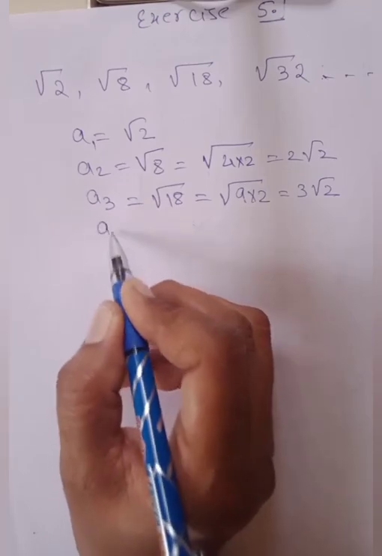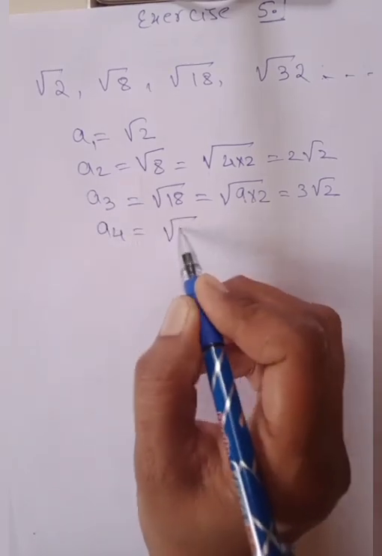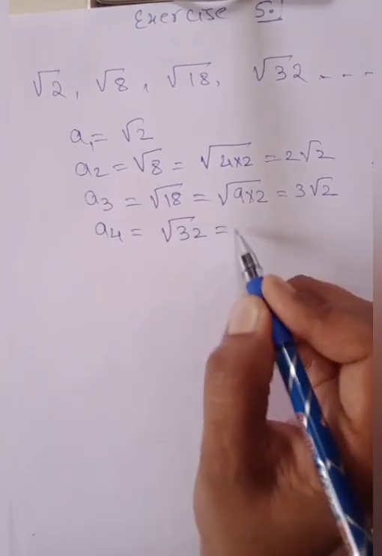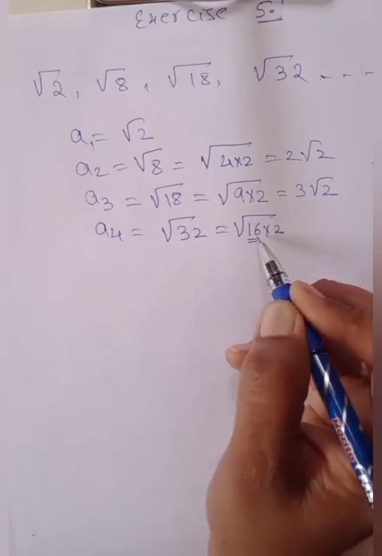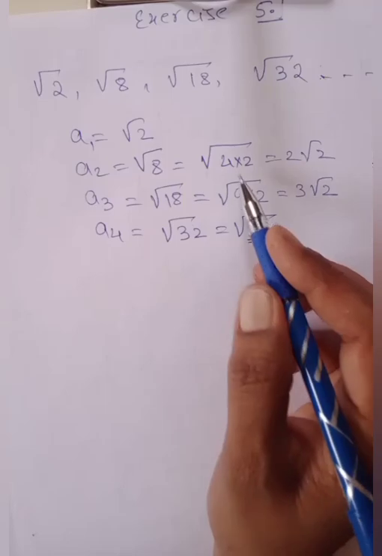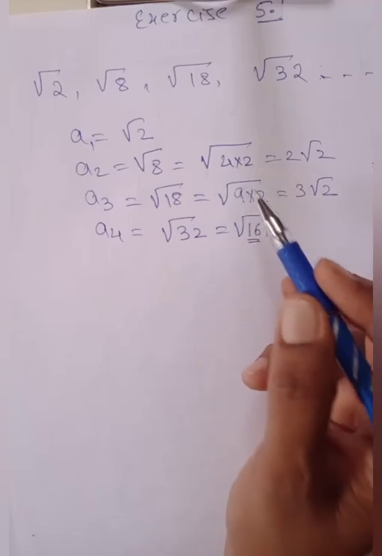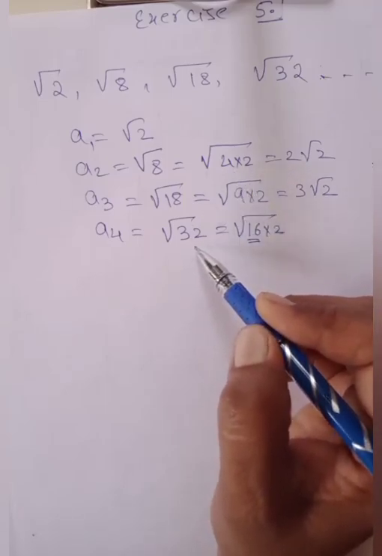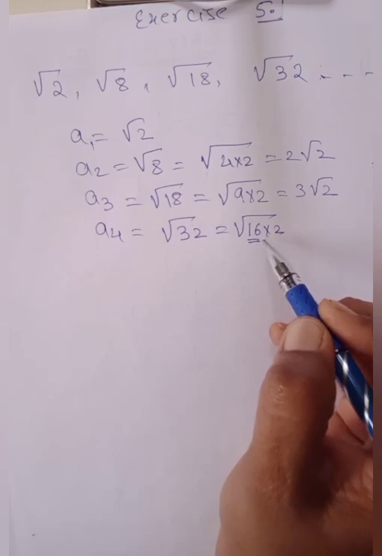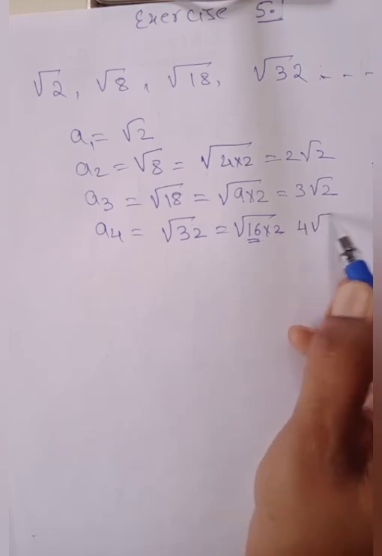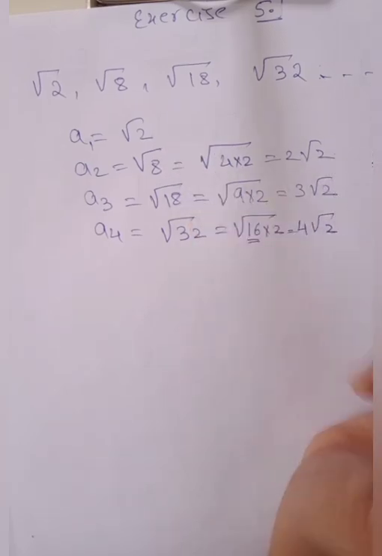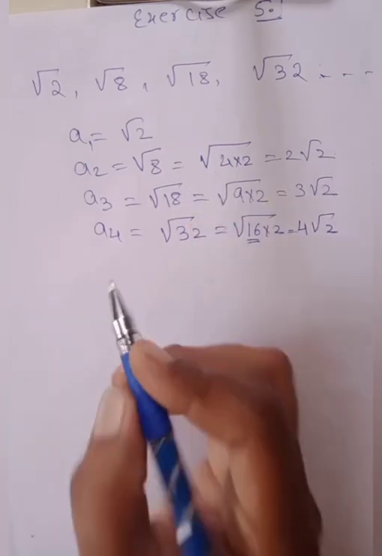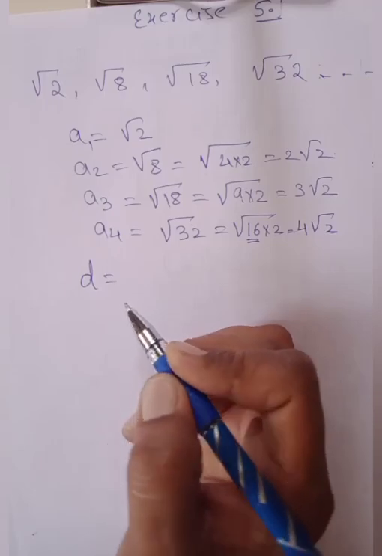The same way you go with a4, which is equal to root 32, it is given. This can be written as root of 16 into 2, as I just now explained. You select the numbers which are perfect squares, and you split the numbers as a product of perfect square numbers. So it is equal to 4 root 2. This is our a1, a2, a3 and a4, now simplified.